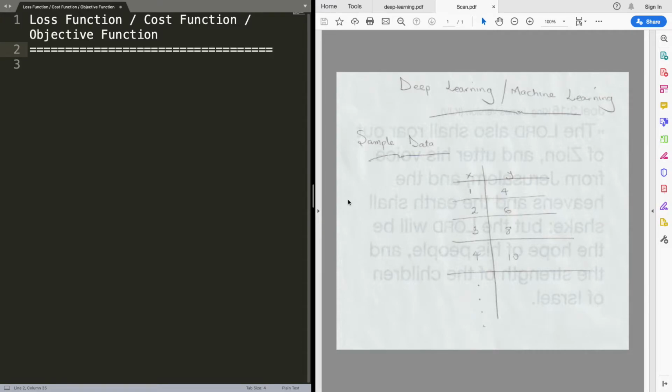Welcome to lecture 2 of deep learning and machine learning important concepts. Today we'll be looking at what we know as loss function, cost function, objective function. All these three are used interchangeably. And what is the concept of this loss function, cost function and objective function?